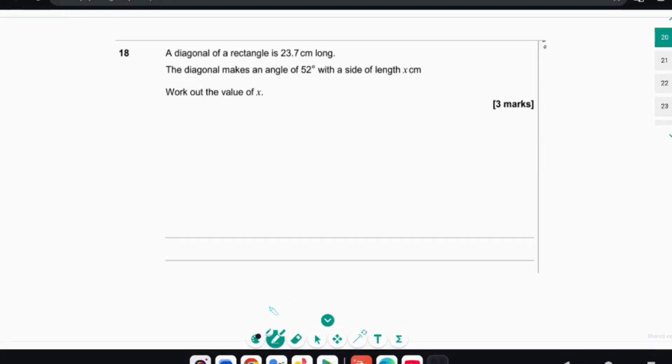We have a diagonal of a rectangle which is 23.7 centimetres. I think it helps to draw pictures with these questions. So there's the diagonal of the rectangle. The diagonal makes an angle of 52 degrees with a side of length x centimetres. Work out the value of x.